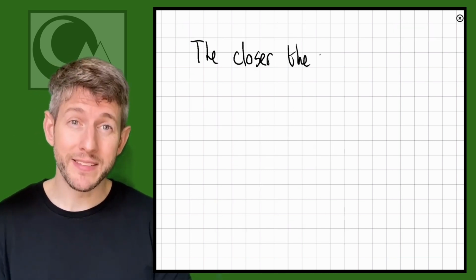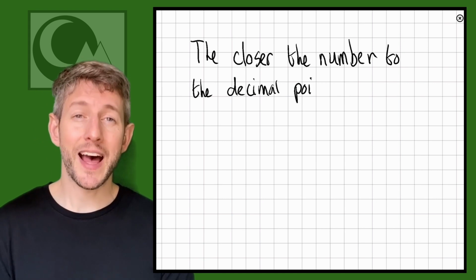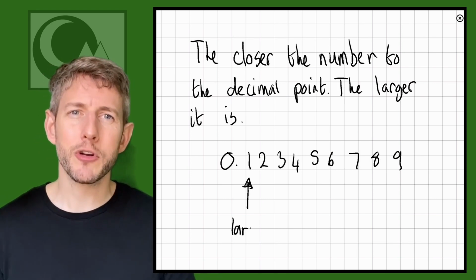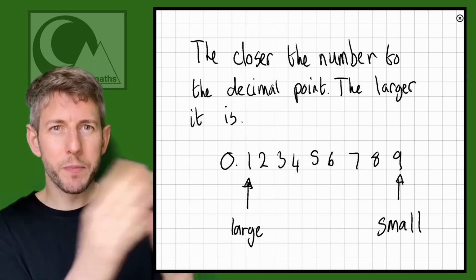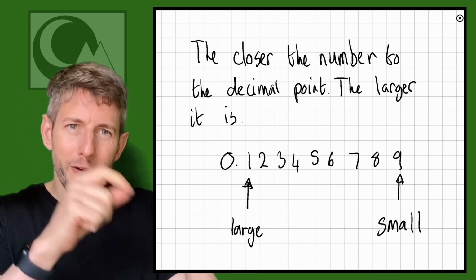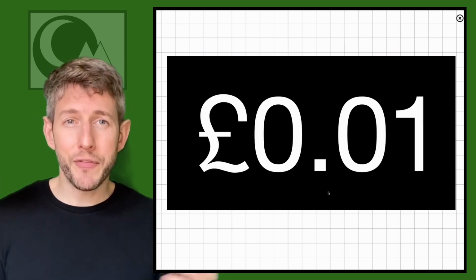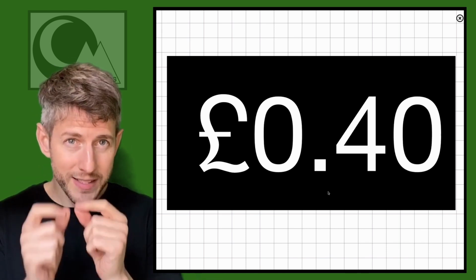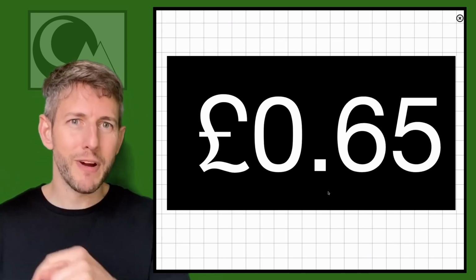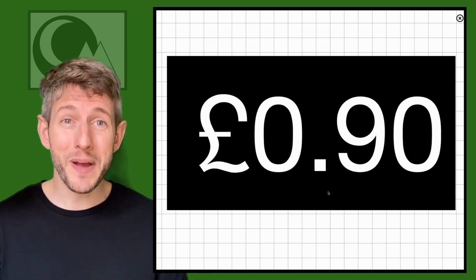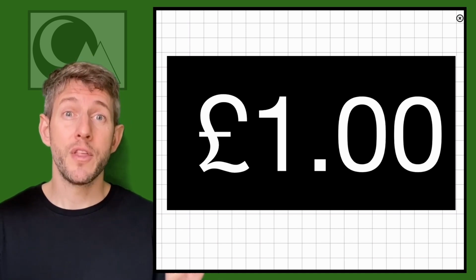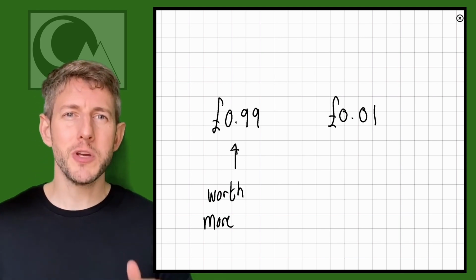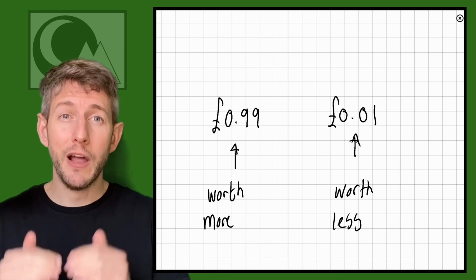And the main thing that we need to know when looking at decimals is that the closer the number is to the decimal point, the larger it is. You've got to think about all of these decimal numbers, all of the numbers behind the decimal point, they're all aspiring to become a whole number. If you think about pennies and pounds, the closer the number gets to that decimal point, the closer it is to graduating to becoming a pound. 99 pence is a lot closer to being a pound than 1p. So you've got to just remember the closer you are to the decimal point, the larger the number is.